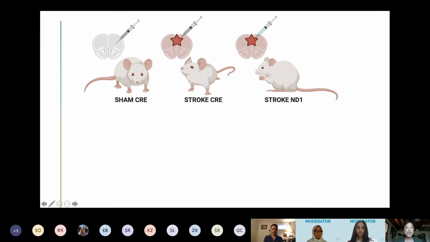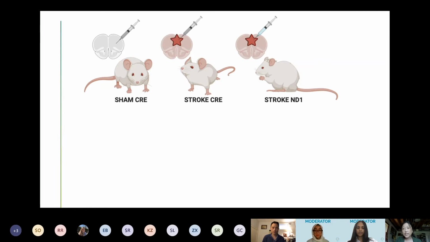We have the sham Cree, so this is a healthy mouse, and we're injecting it with a control virus that doesn't have NeuroD1. Then we have the stroke Cree, so this is a mouse that does have stroke in the medial prefrontal cortex, and we're still just giving it a control virus that doesn't have NeuroD1. Remember, these 2 groups are the controls, and we are not giving them NeuroD1. This is important to remember when we discuss our results. So no NeuroD1 here. And then in the experimental group, we have a mouse that does have stroke in the medial prefrontal cortex, and we're giving it a virus that does have NeuroD1.